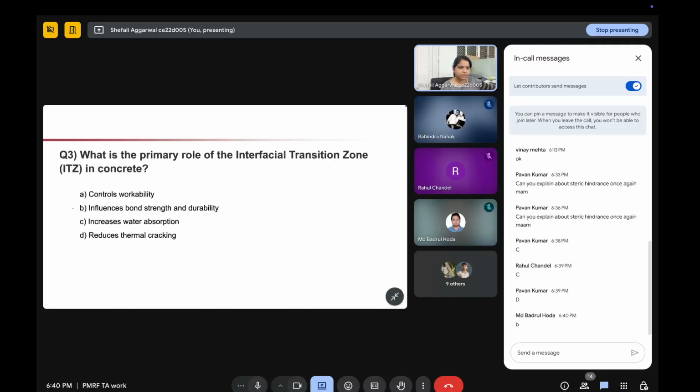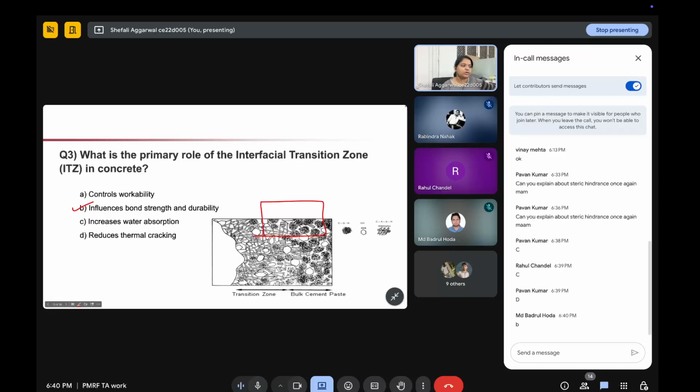Okay. Yeah. So if you remember, we talked about ITZ. I don't know if I have added the figure or not. If we talk about ITZ, what is happening at ITZ? This part of ITZ will affect your bond strength and the durability. If you remember, we have seen that if there is a connectivity of your ITZ, it can cause cracks, which will be a durability property.